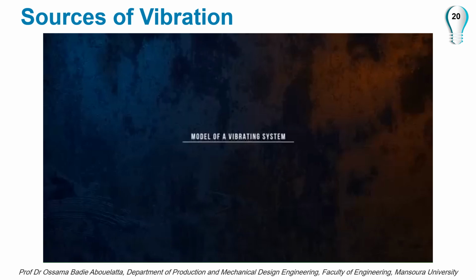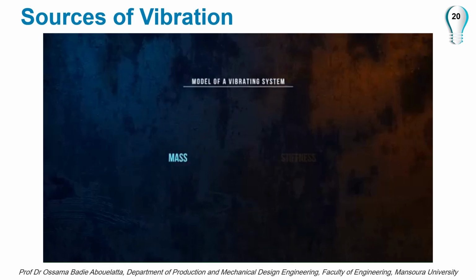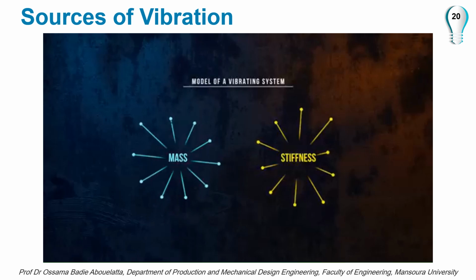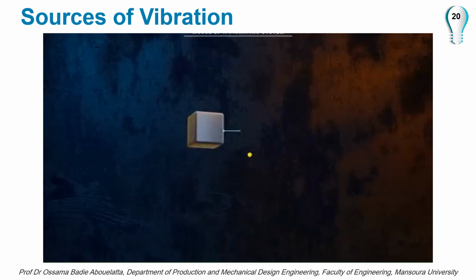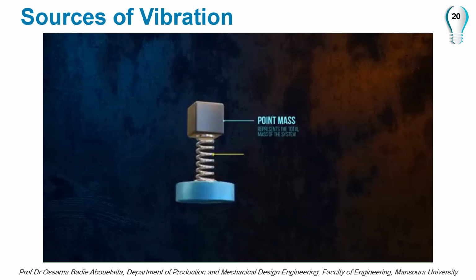The 2 most important parameters in any vibrating system are its mass and its stiffness. A common modeling approach is to lump all of the different contributions to mass and stiffness together and represent them using a point mass with a mass m and a spring with a stiffness k. This is called the lumped parameter modeling approach.